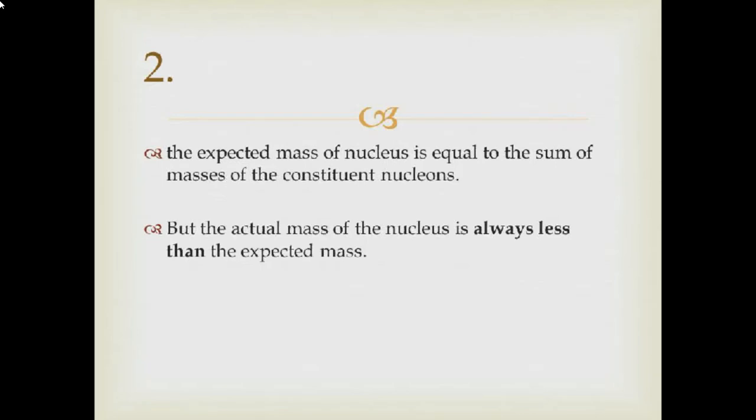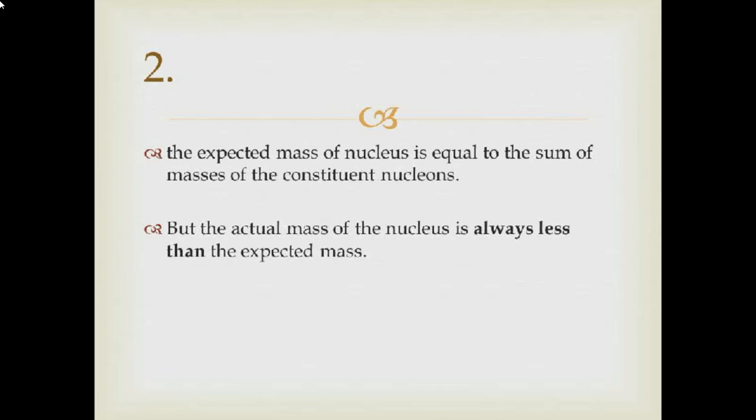Now, if we are interested in calculating the mass of the nucleus, we know that in the nucleus there are nucleons, that is protons as well as neutrons. What we expect is that the total mass will be equal to the mass of protons plus the mass of neutrons. But that is not the case. The expected mass of the nucleus is the sum of the masses of the constituent nucleons, but the actual mass of the nucleus is always less than the expected mass. It's very important, the words less than.